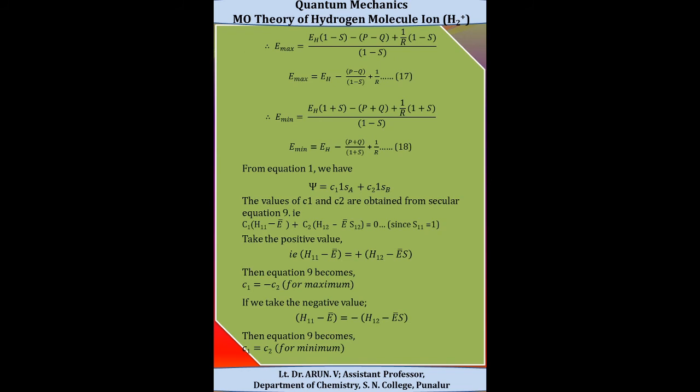Therefore, substituting in these values, we get the value of E max equal to EH - (P - Q)/(1 - S) + 1/R.